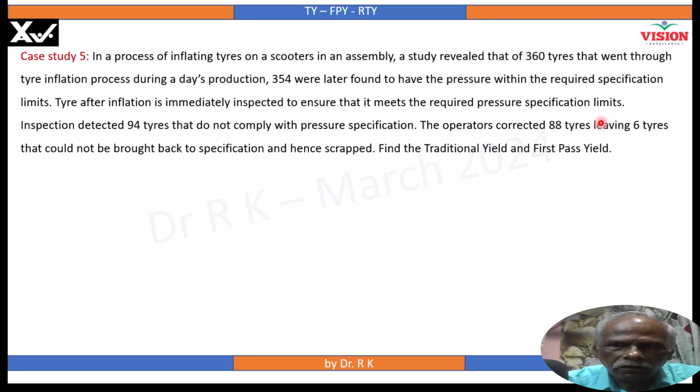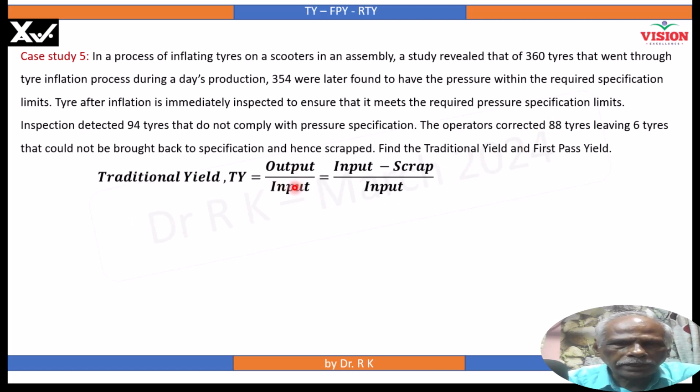360 minus 6, that is 354. That is what he says, 354 were later found to have pressure within the required specifications. So don't consider this as two processes, it's only one process. He is just giving the explanation for this 354 in the later stage. So the operators corrected 88 tires, leaving 6 tires that could not be brought back to specification and then scrapped. Find the traditional and first pass yield. He is not asking you rolled throughput yield because it is not here. There is only one step.